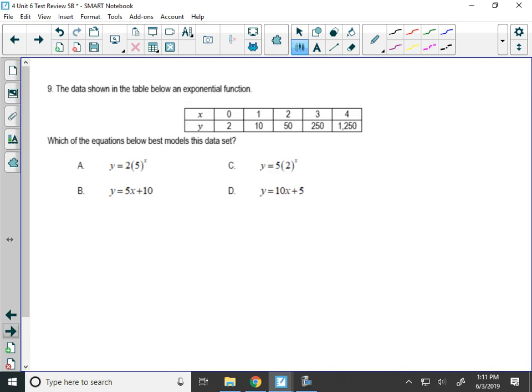All right, flipping over to number 9 here. It's a table, you're matching an equation to the table, which is modeling the data set. Well, if I look at x equals 0, that's the starting value or the y-intercept. I know I start at 2. So I can immediately eliminate B and D because their starting values are at 5 and 10. I can actually also eliminate C because its starting value is at 5. So really, I know A has to be the answer based on the y-intercept.